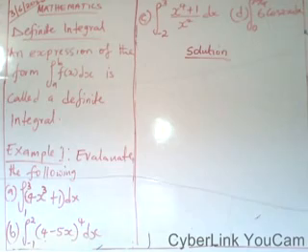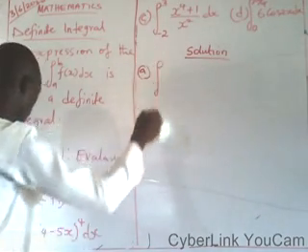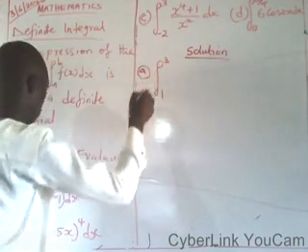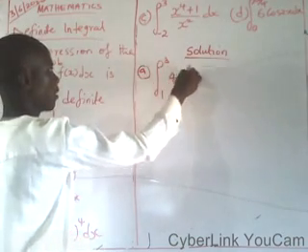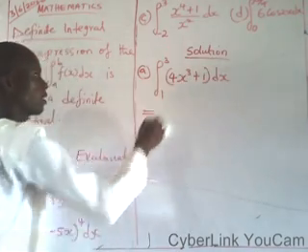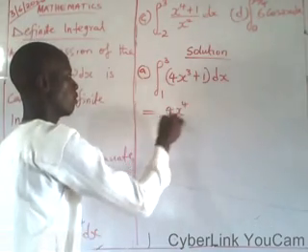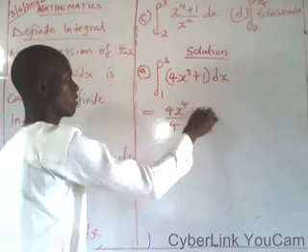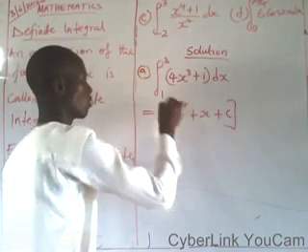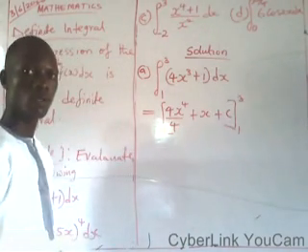I will start with the first one, integral from 1 to 3 of 4x raised to power 3 plus 1 close bracket dx. This is normal integration of the polynomial, and that is 4x raised to power 4 all over 4 plus x plus c, where c is the constant of integration, and from 1 to 3.